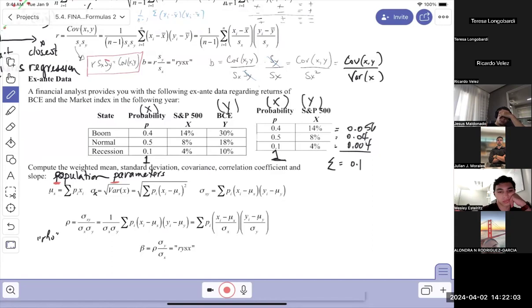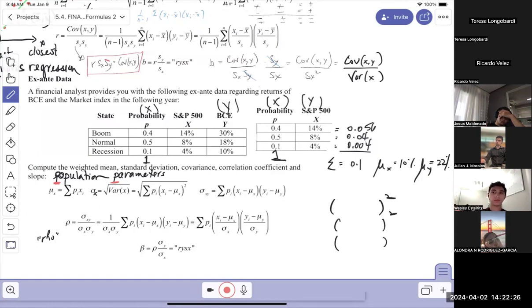So right now I have that mu x is equal to 10%, mu y is equal to 22%, and I want to get sigma x and sigma y. To get sigma x and sigma y, I recommend you see this as 3 brackets. So I'm going to express this. Remember, this is the deviations from the mean squared. You want an average, so it's a weighted average deviation from the mean squared, with a square root.